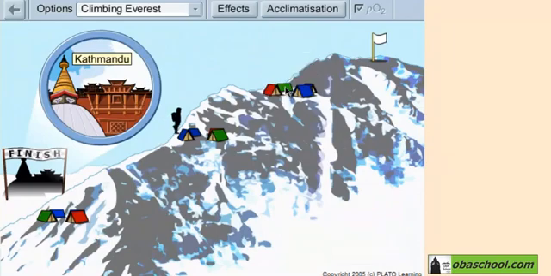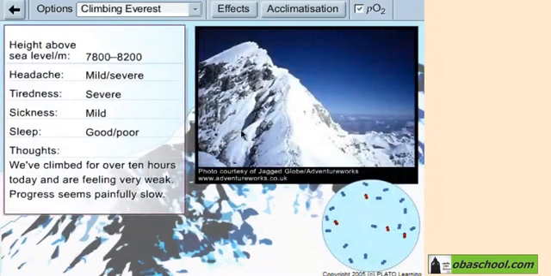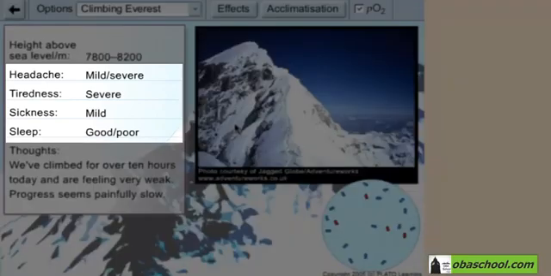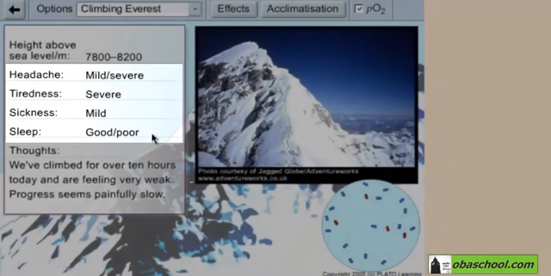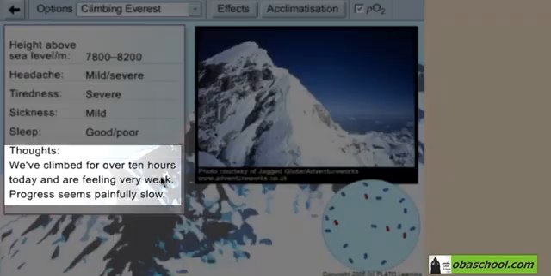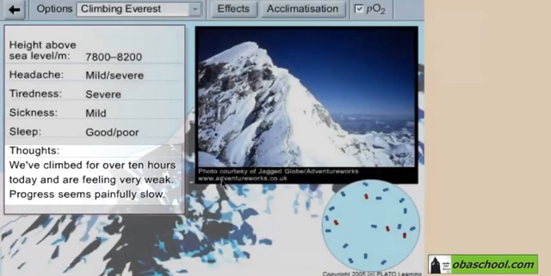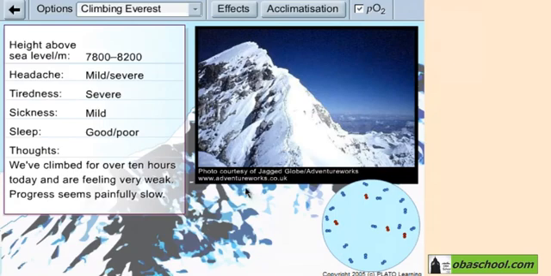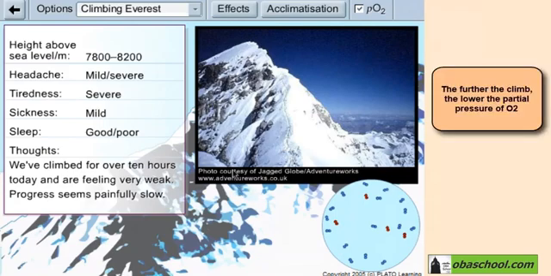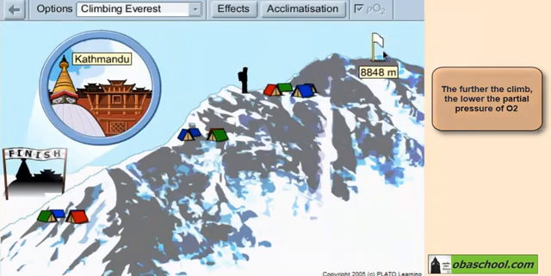Now they go even higher, 7,800 to 8,200 meters above sea level. They have mild to severe headaches. They are tired severely. They have mild sickness, and their sleep fluctuates between poor and good sleep. They're feeling very, very weak, and their progress is painfully slow. And this is because the further they climb up, the less the partial pressure of oxygen, the less saturation of oxygen in their hemoglobin. So they're not getting enough oxygen to their systems.